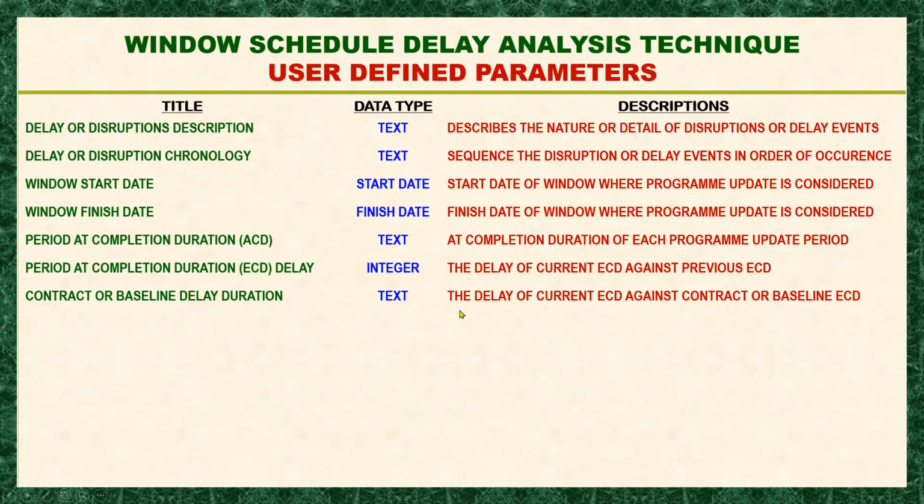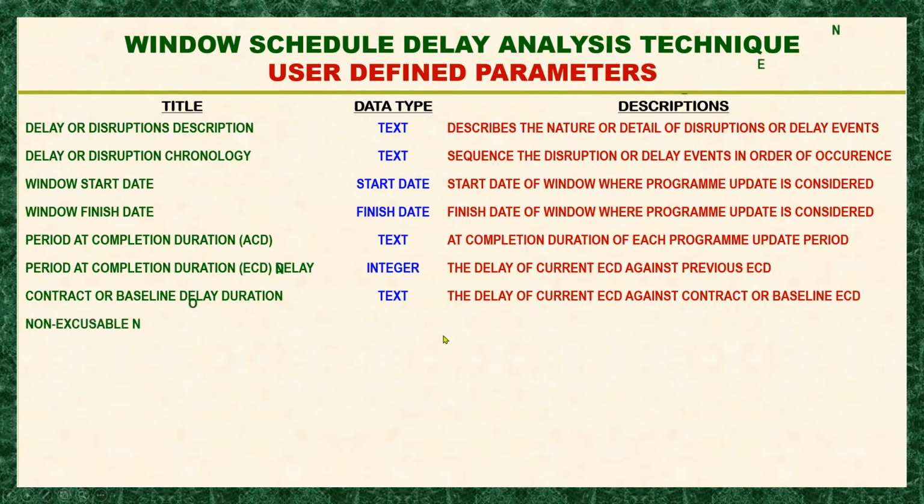Okay, let's say, for example, if we run our update now, the at completion duration of our current update for the month of June is, let's say, 310. So when you compare it to our contract baseline, which was 305, that means it is delayed by 5 days. That 5 days is what we call the contract or baseline delay duration.